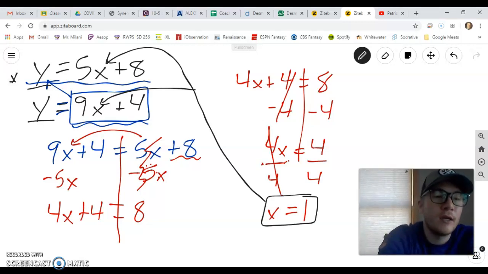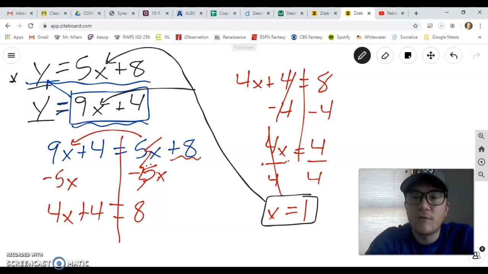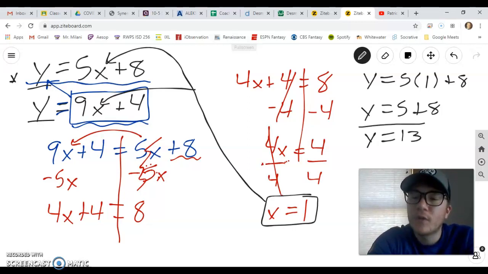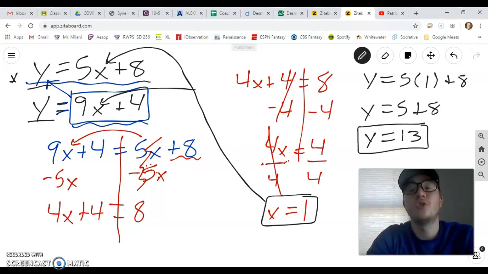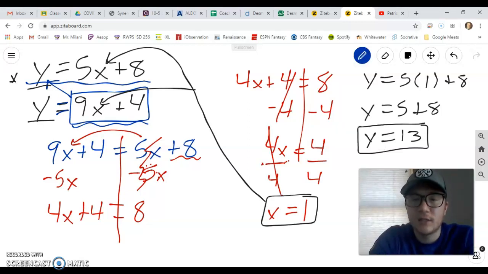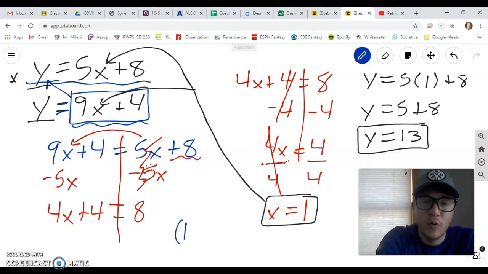So I'm going to be plugging in my x of 1 in place of that x. So instead of y equals 5x plus 8, I'm going to have y equals 5 times 1 plus 8. And then this is just order of operations. 5 times 1 is 5. That plus 8 is still happening. And then 5 plus 8 is 13. y will equal 13. So your final answer that you would submit into Alex as the answer would be the ordered pair. x comes first, 1, 13.